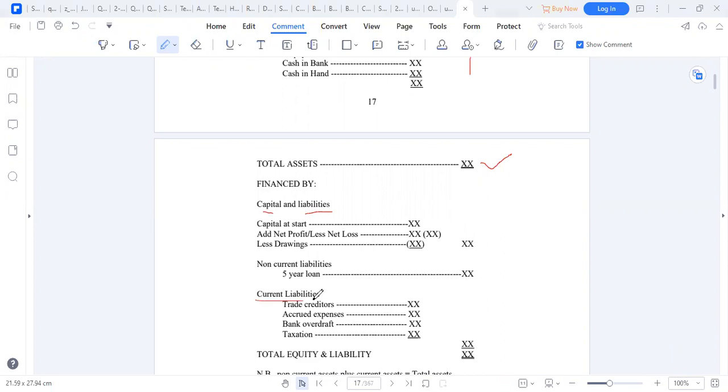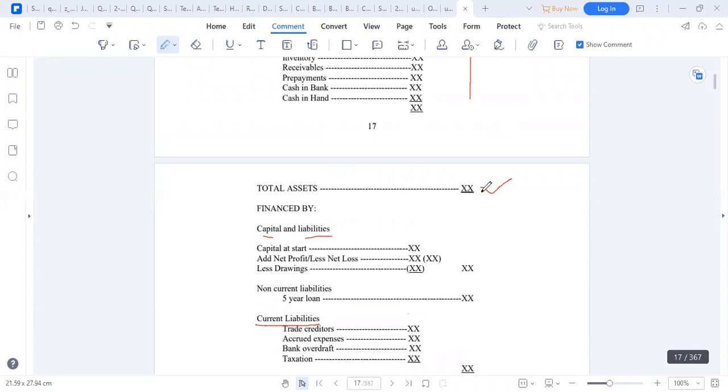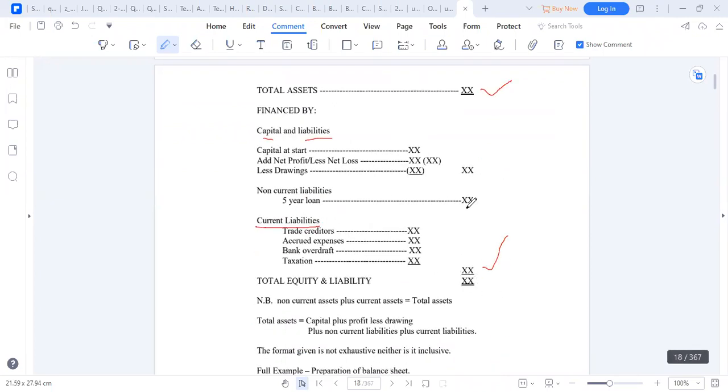The current liabilities, we may have our creditors, accrued expenses, bank overdraft, taxation. So when we add this, the total here should be able to balance with the total assets here. That's why it's called a balance sheet. So this figure here has to be the same as the figure there.